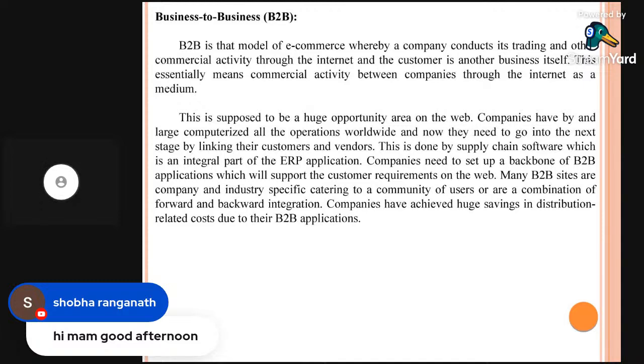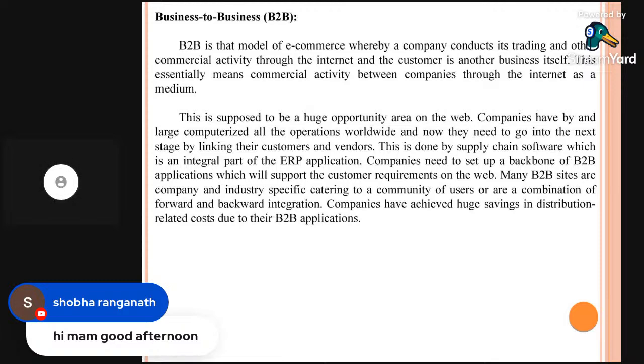This is done by the supply chain software, which is an integral part of the ERP applications. Many of the B2B sites are company and industry specific category community users, and they have a combination of forward and backward integrations. I hope you are aware of the concept of integration systems, backward and forward integration. For example, in a textile industry, the backward integration indicates growing of cotton or any activity relating to before manufacturing.